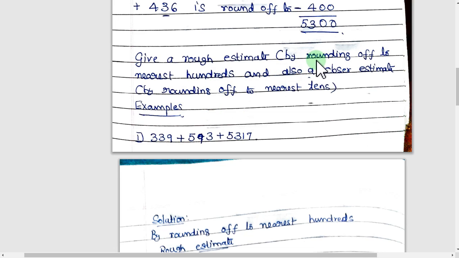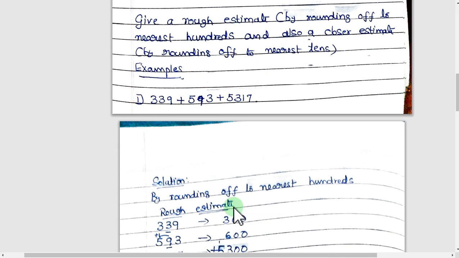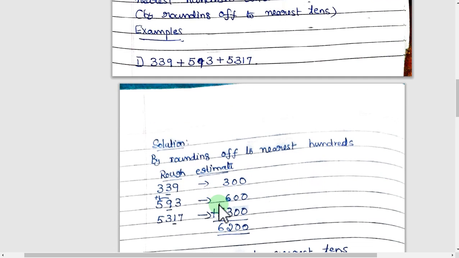So here that rounding off is called rough estimate. Rounding off to the nearest hundreds, that is the rough estimate. 339: hundreds means this is the hundreds place digit, so we have to check the tens place digit. It is less than 5, we don't have to add. 3 remains 3 only, and these two digits become 0, so 300.